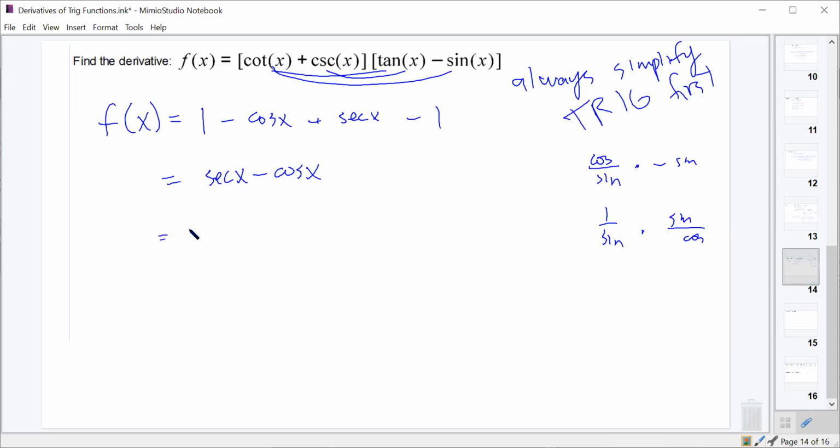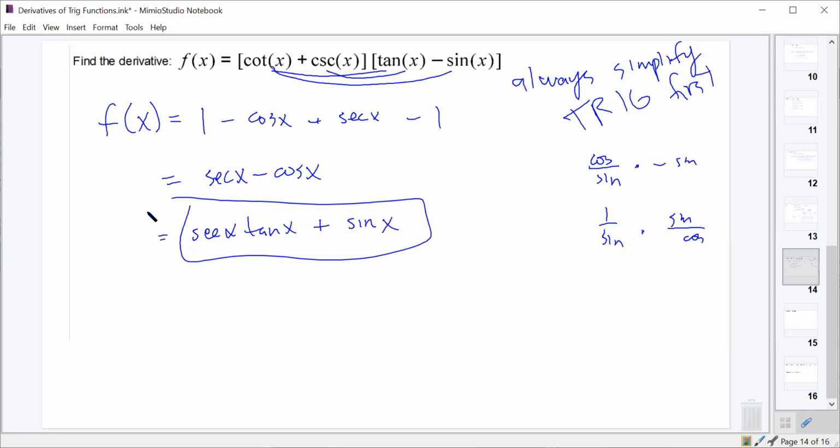And what's the derivative of secant x? Secant x tangent x. And the derivative of negative cosine ought to be sine x. And there's our answer. And that was a lot easier than trying to do the product rule for sure.